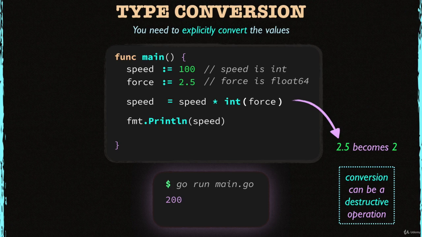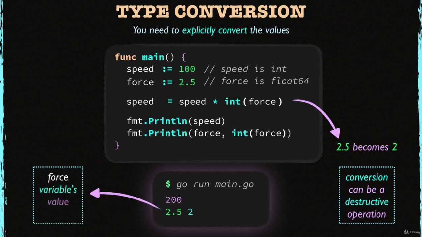Anyway, let's also print the force variable before and after the type conversion. Let's run it now. As you can see, the force variable is still the same. But the converted value is different, right? This means that the conversion creates a new value, but it doesn't change the actual force variable. So the conversion doesn't change the original value.